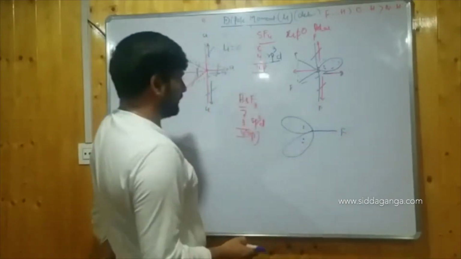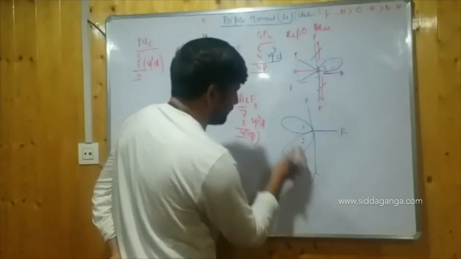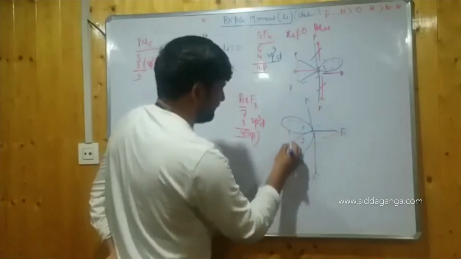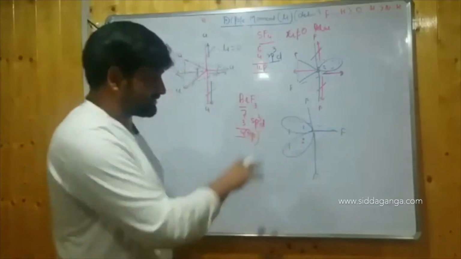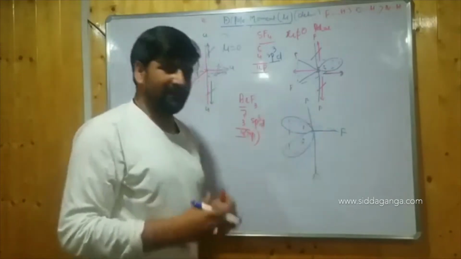Which one is it? Fluorine. Above it, fluorine. Below it, fluorine. Have a look. 1, 2, 3. Triangle completed or not? Yes or no? With lone pairs, basic geometry is triangular bipyramidal. But at the end, we don't show lone pair of electrons. The shape will be T shape.